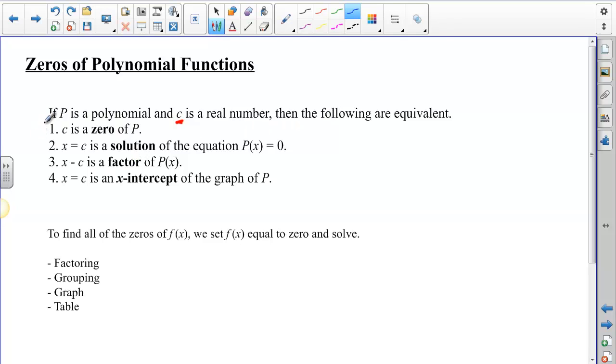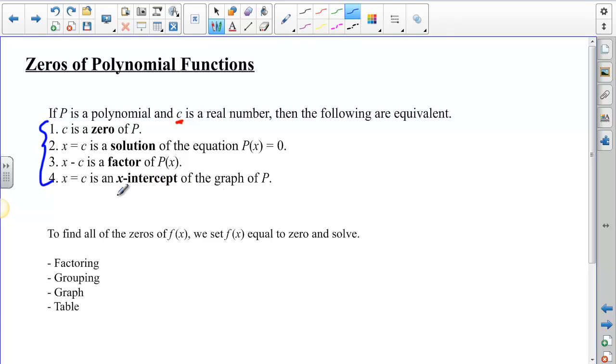And all four of these things are the same, and I'm going to use them interchangeably. Don't tell the math people because they might get mad, but I might call something a zero or a solution or a factor or an x-intercept. It's all semantics. It's all English, so we don't worry about it. But in reality, we have zeros, solutions, factors, x-intercepts. They all mean about the same thing.